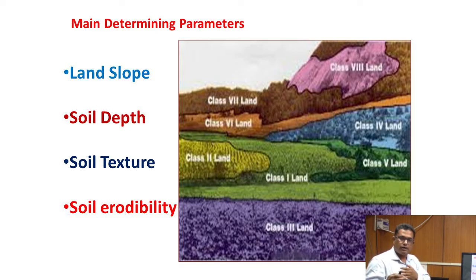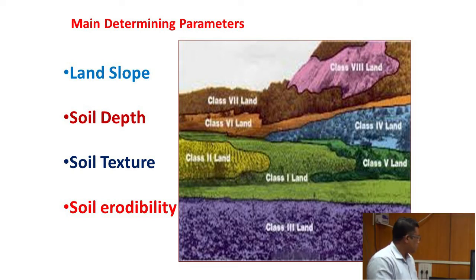And class 3, as we go up the ladder, the quality or capability of land is decreasing. Here again, the slope would be a little more. What exactly it should be, we'll be telling you. Soil depth would be less. Soil texture would be more inclined towards one particular type, either sandy or, although there would be sand, clay and silt, the proportion of one would be predominating.